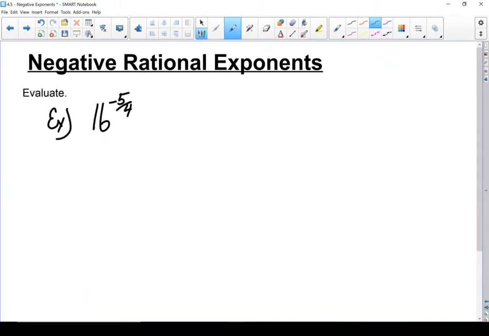Okay, so now let's take a look at what happens when it's a rational exponent that's negative. To be honest, the rules are still exactly the same. You start out by taking the reciprocal of the base. So 16 becomes 1 over 16. Then you can rewrite your power with a positive sign. Now be careful. This is another common place to make mistakes. I did not take the reciprocal of the exponent, just the reciprocal of the base. All I did to the exponent was rewrite it as a positive.